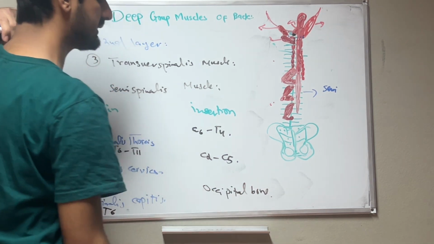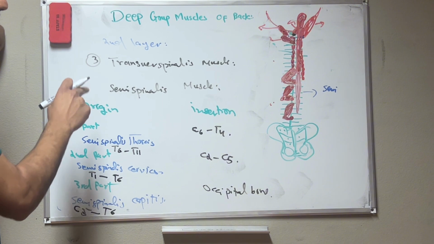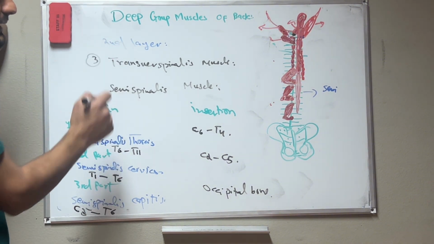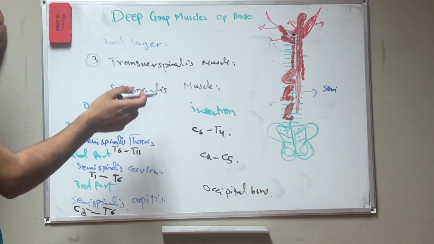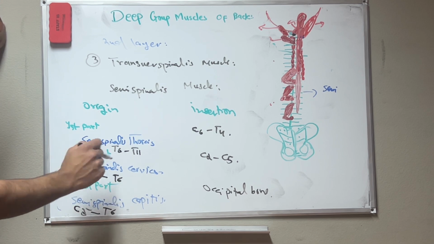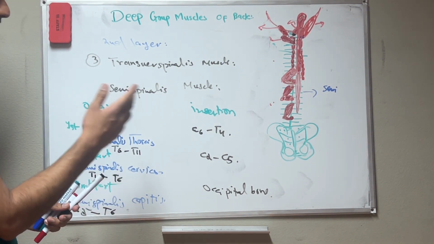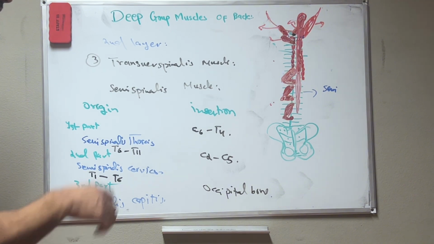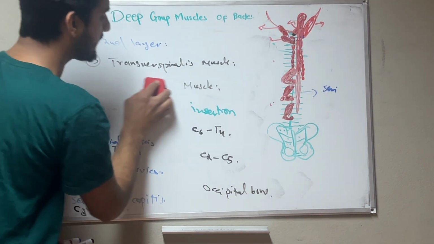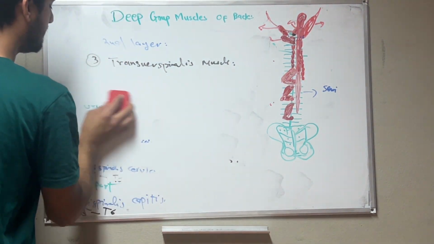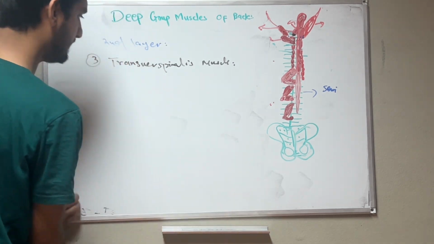These are the insertion and origination of the semispinalis. The first muscle, the transverse spinalis muscle, is the second layer muscle, which has three parts: semispinalis thoracicus, semispinalis cervicus, and semispinalis capitis, with different origins and insertions in different vertebra. Then we have the second muscle, which is very interesting.